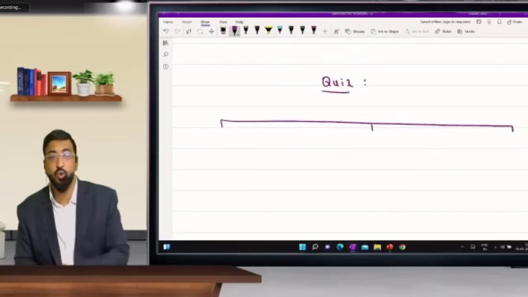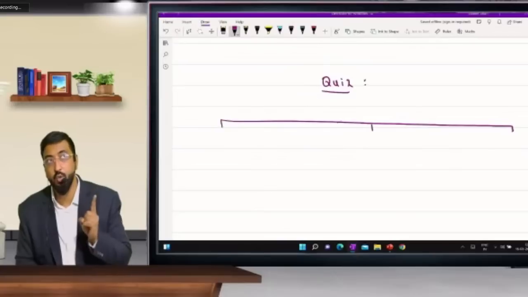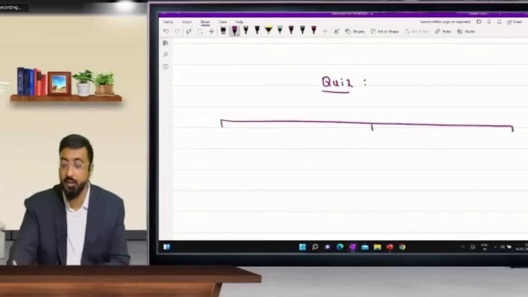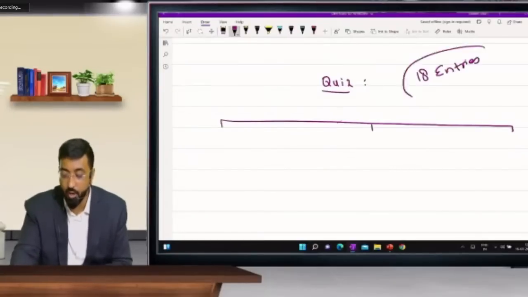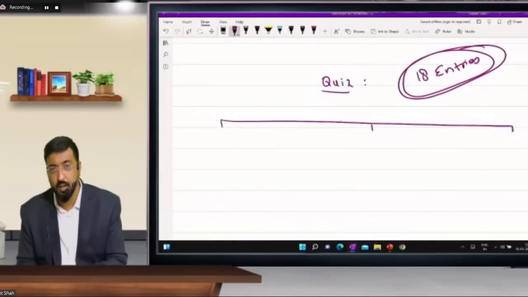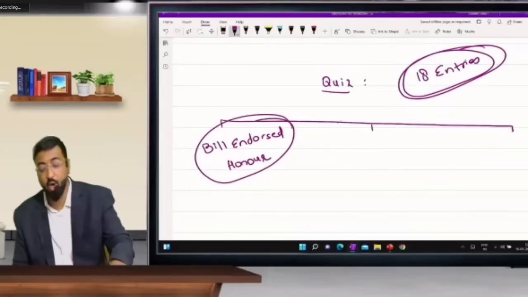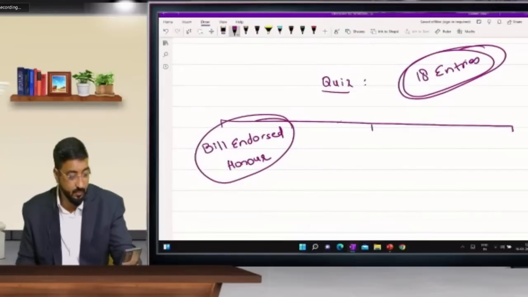There are 18 entries in the books of drawer plus drawee, and I am going to ask you only 3 entries. First question: bill endorsed honor. Fast, no cheating. Bill endorsed honor. Let's see who is answering fast.